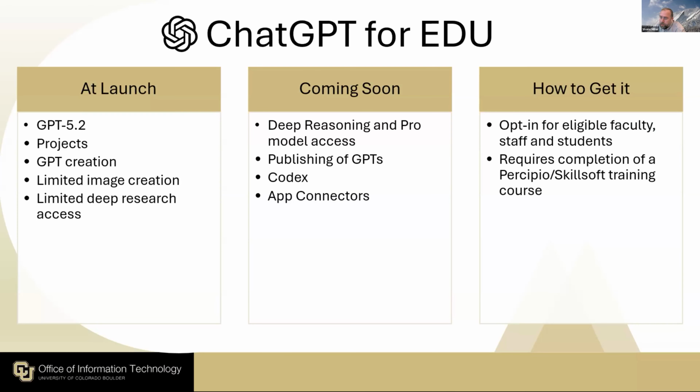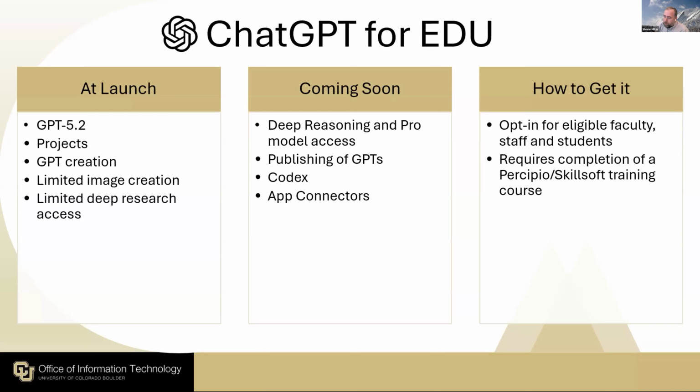You'll have access to projects and GPT creation for your personal use. There will be access to image creation, but it's going to be limited to just a few per day, and the same with deep research at launch. As we move out from launch and get some of our infrastructure in place to start handling some of the more advanced features, they're going to be using, I can't remember if ChatGPT calls them tokens or credits. Every LLM seems to flip back and forth. But as you get into more advanced features where you're starting to use those, we're hoping to be able to release deep reasoning and pro model access in the coming months.